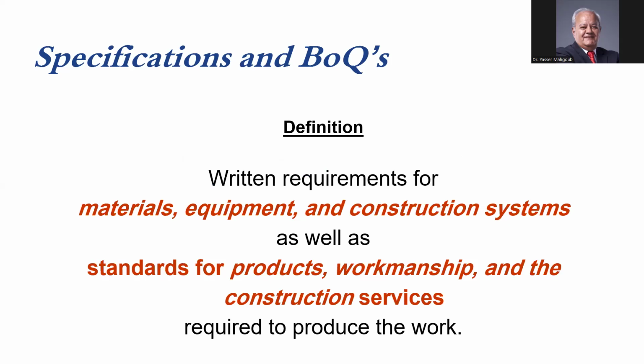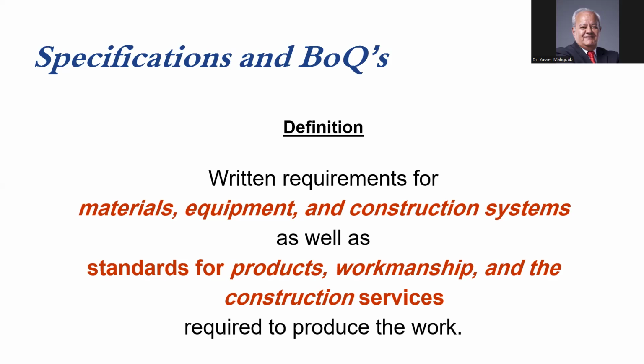So what are the specifications? They are written requirements for materials, equipment, and construction systems, as well as standards for products, workmanship, and the construction services required to produce the work. This is a short sentence, but it contains a lot of work. You need to apply this for all types of work: architectural, structural, mechanical, plumbing, HVAC, lighting, networking, data, everything in the project.